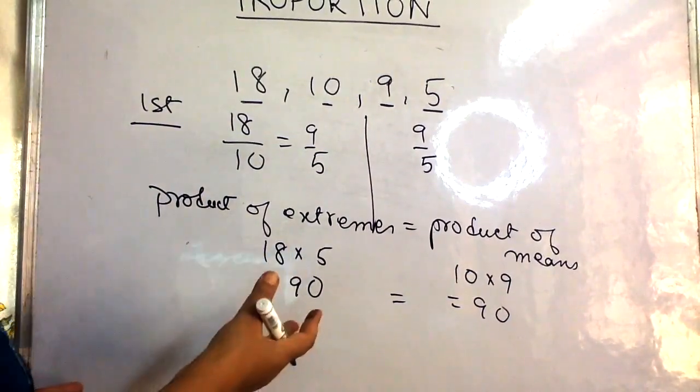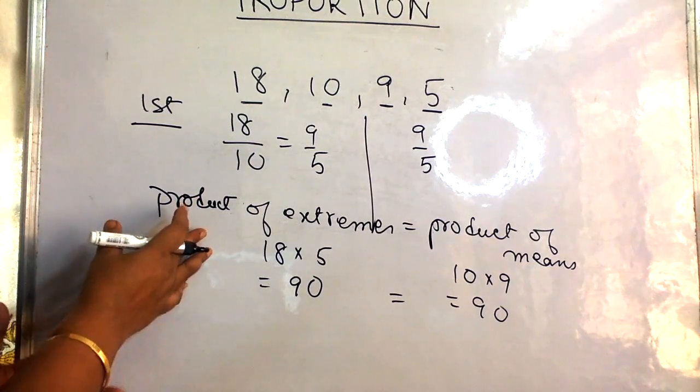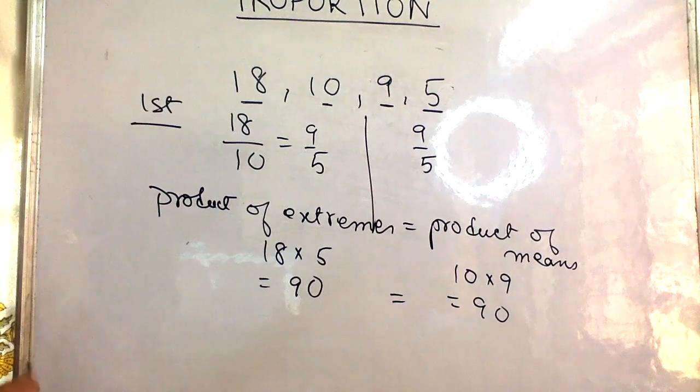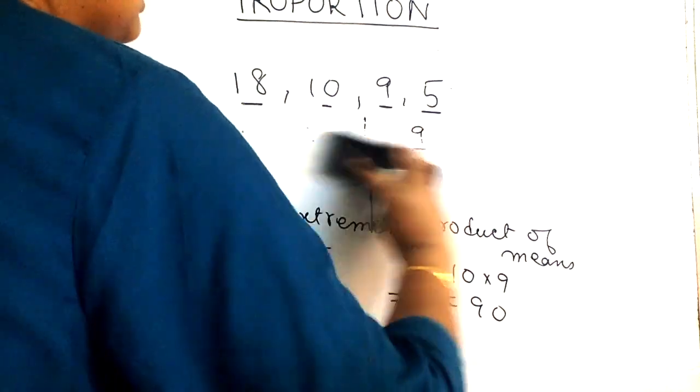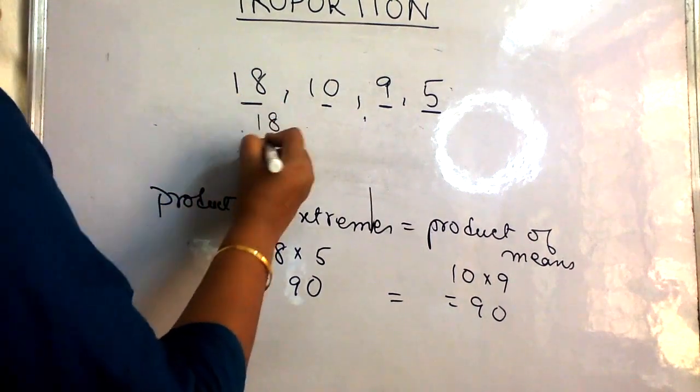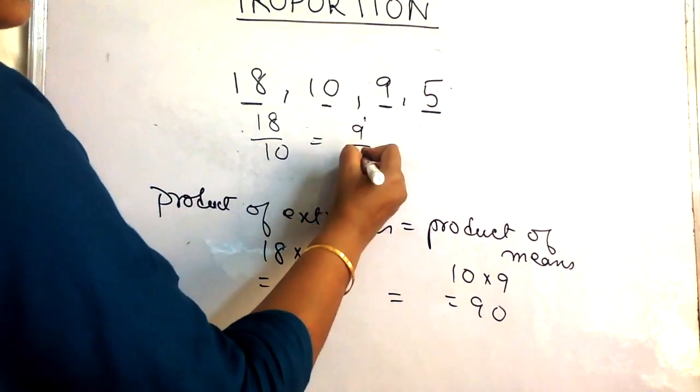Okay, so that tells us they are in proportion. But let me tell you where this rule has come from. Why do we say product of extremes is equal to product of means? Basically, if we write 18 by 10, that is the proportion way, 9 by 5.